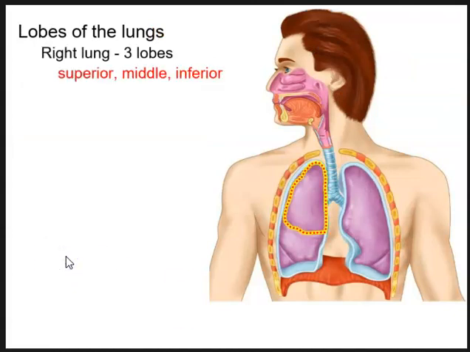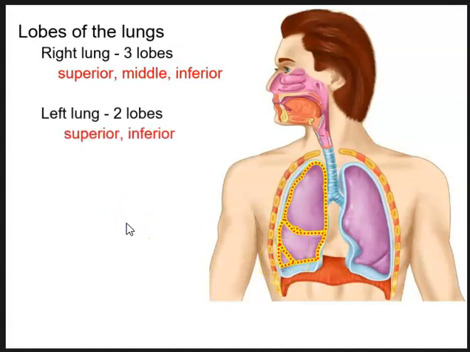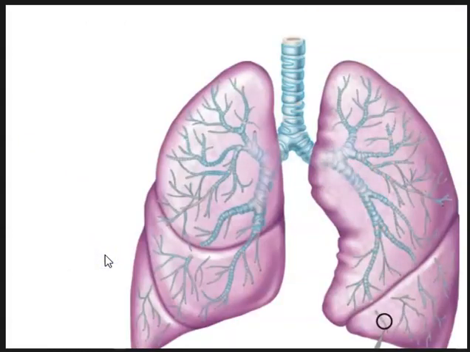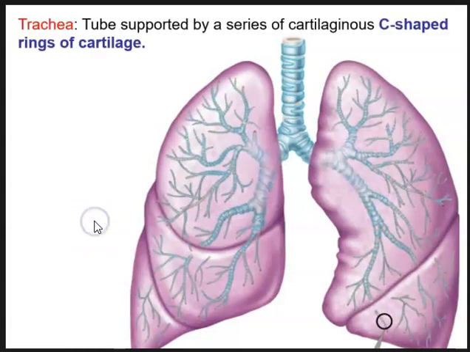So the right lung has 3 lobes, a superior, middle, and inferior lobe. And the left lung has 2 lobes, just a superior and inferior lobe. We can see the trachea in this picture. The trachea is a tube that's supported by a series of cartilaginous C-shaped rings of hyaline cartilage.